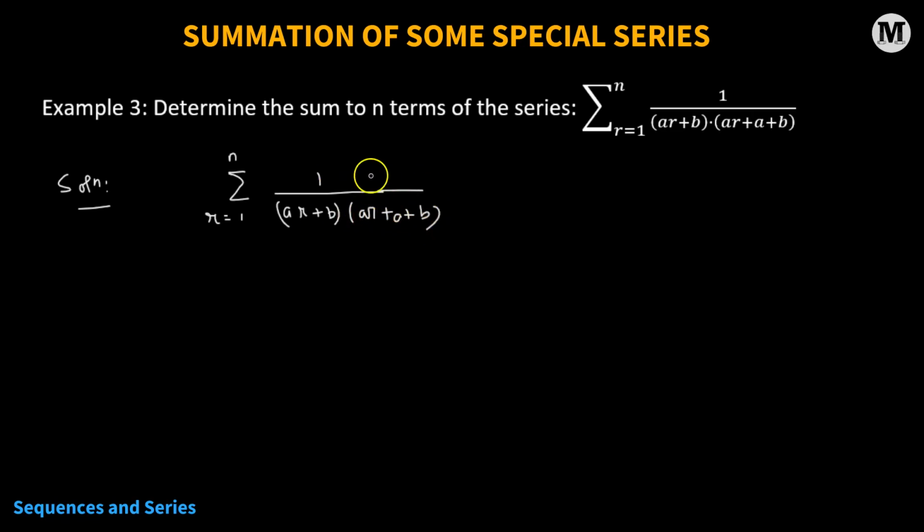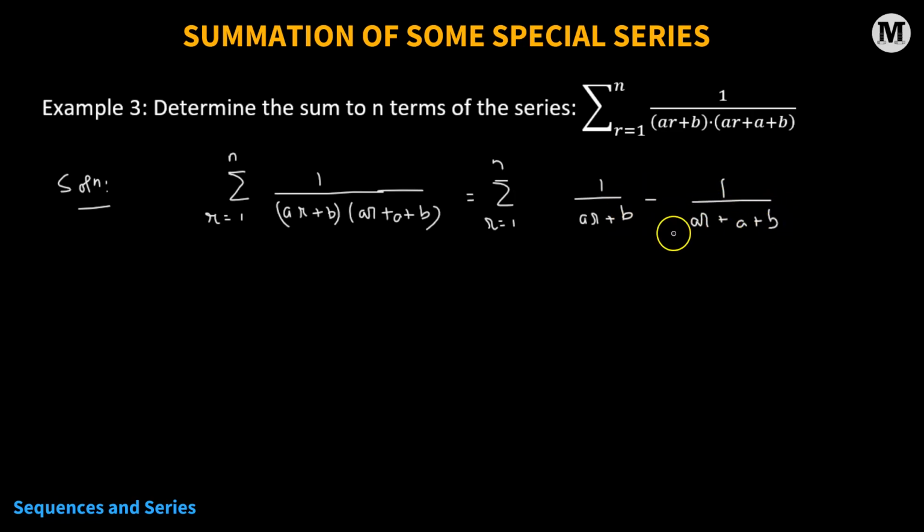Now what we'll do, we'll try to decompose this fraction into two partial fractions, such that we get summation r going from 1 to n. So let's try to do one thing. We'll take the first fraction as 1 over ar plus b.